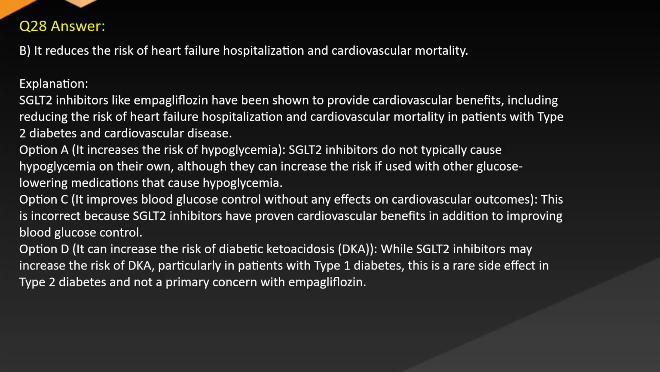Option C. It improves blood glucose control without any effects on cardiovascular outcomes. This is incorrect because SGLT2 inhibitors have proven cardiovascular benefits in addition to improving blood glucose control. Option D. It can increase the risk of diabetic ketoacidosis (DKA). SGLT2 inhibitors may increase the risk of DKA, particularly in patients with type 1 diabetes. This is a rare side effect in type 2 diabetes and not a primary concern with empagliflozin.